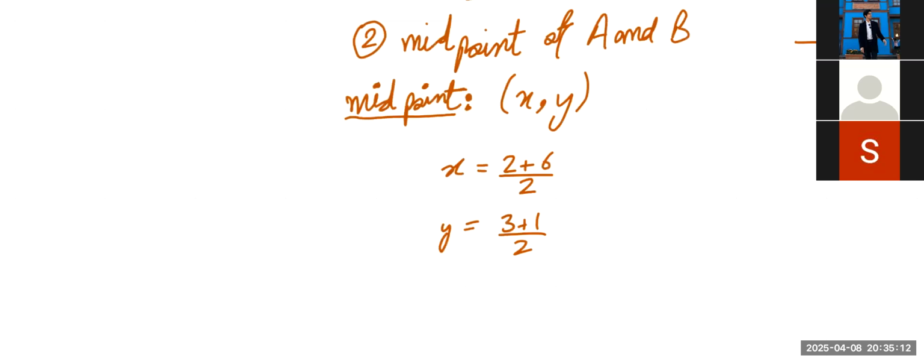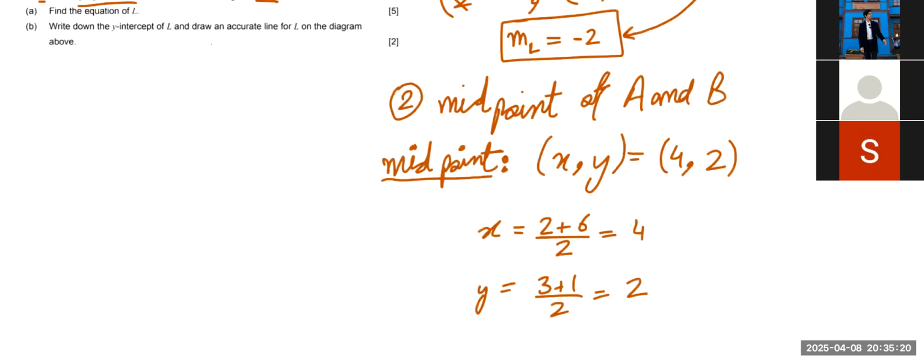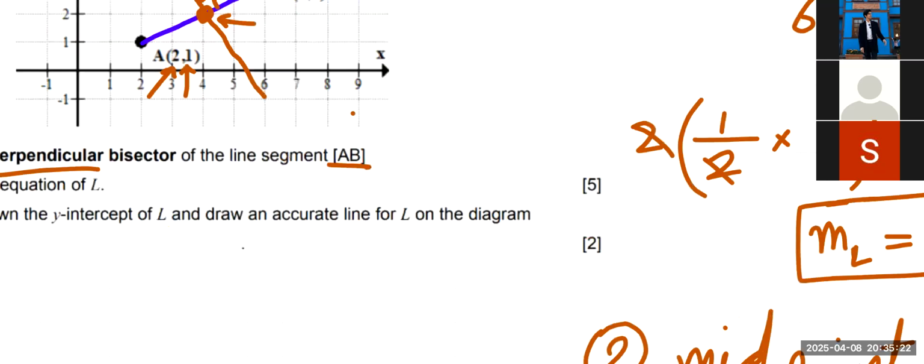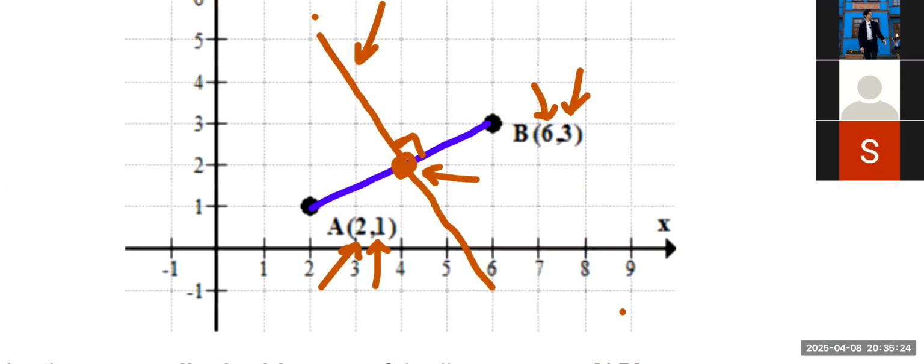This is 8 over 2. This is 4 over 2. So the coordinate is 4 comma 2. And as you can see, because math is so beautiful, the midpoint has exactly the coordinate that we expected.